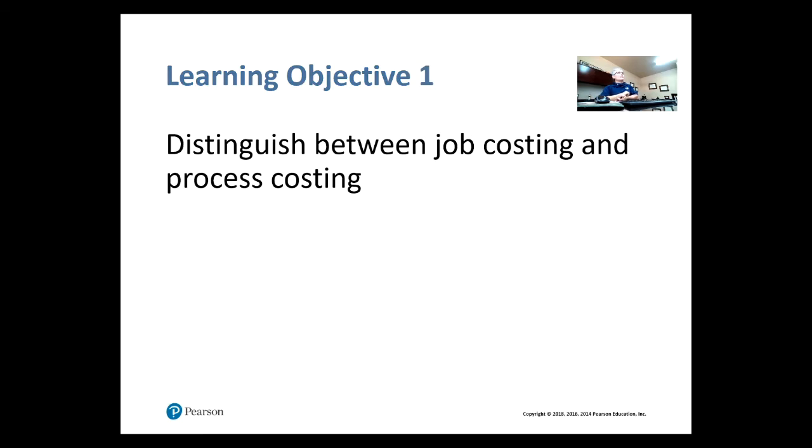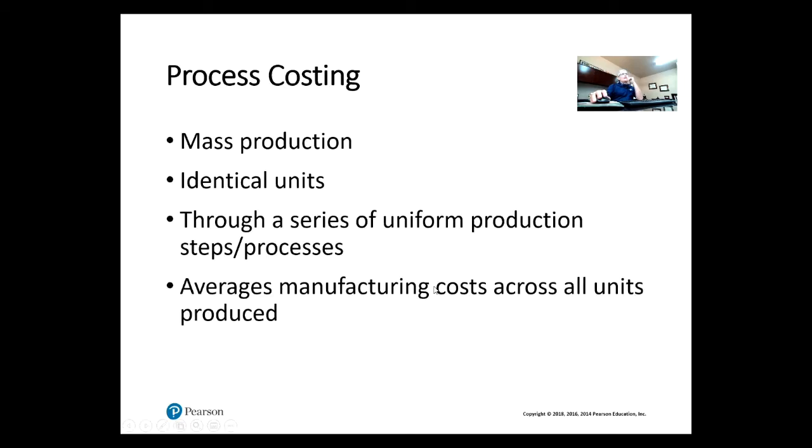Moving on to objective number 1, distinguish between job costing and process costing. To distinguish between the two, we'll first discuss the characteristics of each, which gives us a comparison of the two costing systems. Process costing involves mass production of identical units, through a series of uniform production steps, or processes, and averages manufacturing costs across all units produced.